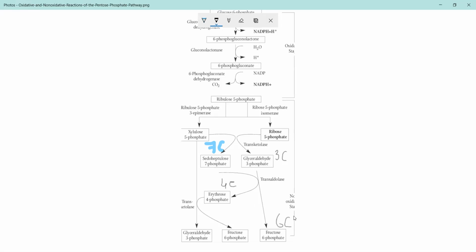Okay, so the first product that you get at the end of HMP shunt is fructose 6 phosphate. For now we got one 6 carbon, forget about this fellow. Okay, this is one result that you got at the end of HMP shunt. Forget about that fellow. Now, what do we have remaining? We have one molecule of erythrose 4-phosphate.